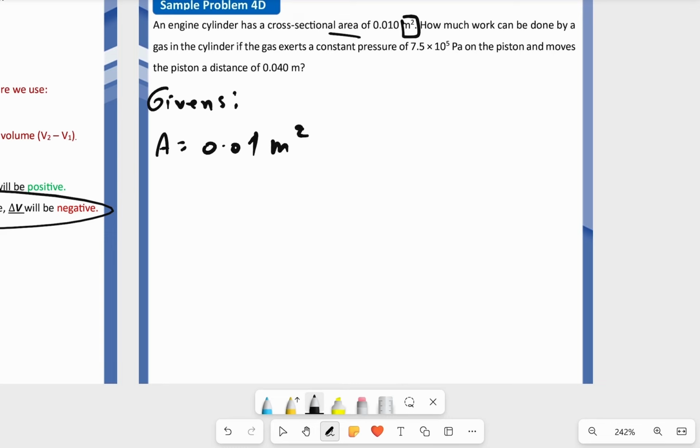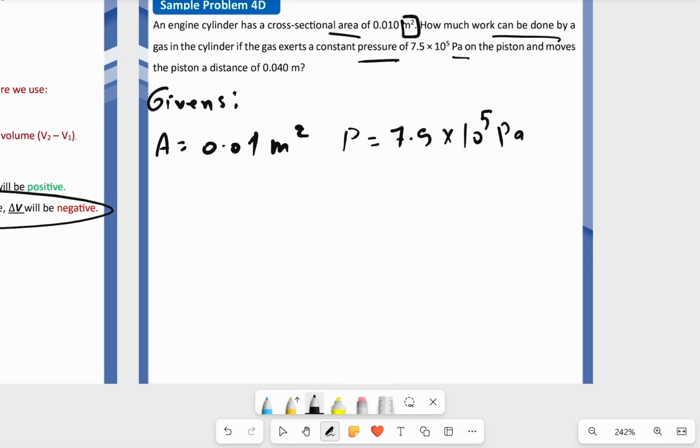How much work can be done by a gas in the cylinder if the gas exerts a constant pressure of 7.5 times 10 to the power of 5 Pascal? So pressure is equal to 7.5 times 10 to the power of 5 Pascal. Even if it doesn't say pressure, you have studied this in the previous chapters, that Pascal is a unit of pressure.